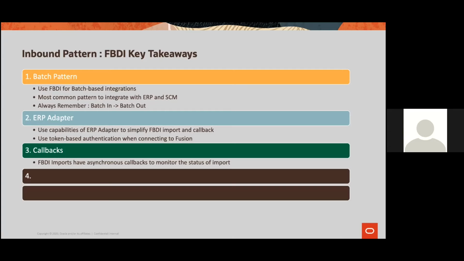The second key takeaway is the ERP adapter. Use the capabilities of the ERP adapter to simplify FBDI import and callback. Use the token-based authentication feature in ERP to send JWT tokens instead of basic auth as a security measure to interact with Fusion. And the third one is the callbacks. FBDI imports have asynchronous callbacks to monitor the status of the report.